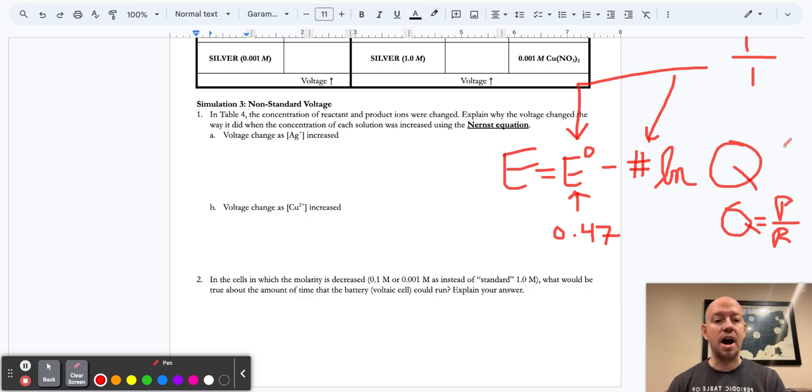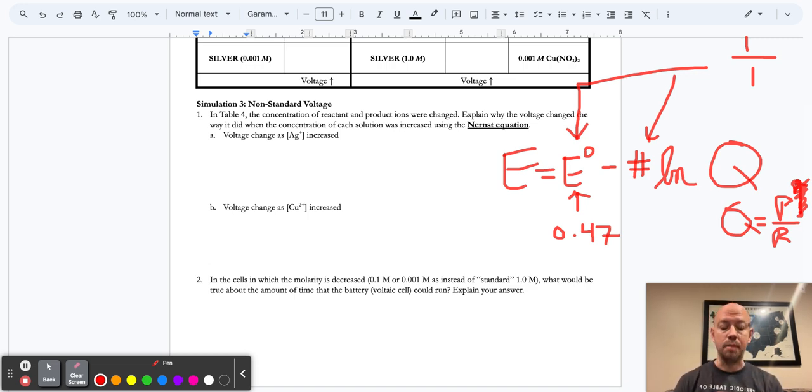But when my products go way, way, way up, I'm now taking the natural log of a positive number or of a big number, which comes out positive. So when products goes up, that means natural log, I'm going to be subtracting something right here. Well, I had a voltage and I subtracted some. And from an explanation sense, if I have too much product, the forward reaction becomes less and less and less favorable.